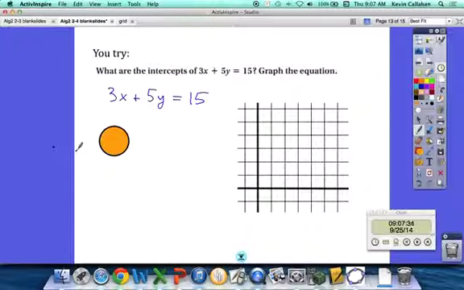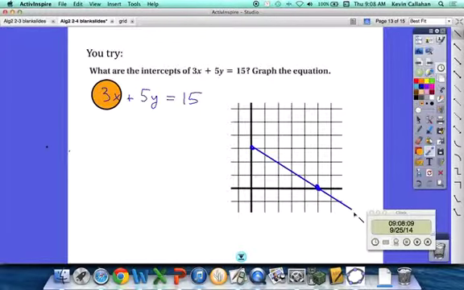Okay, so again, cover up. When I'm doing it on paper, I just put my finger over one, put my finger over the other, solve what's left. Right, this one, find the x-intercept, cover that up. 3x equals 15, so x equals 5. Cover up the other one. 5y equals 15, y equals 3. Right? Graph those two. 3 and 5. Draw a line. Done.